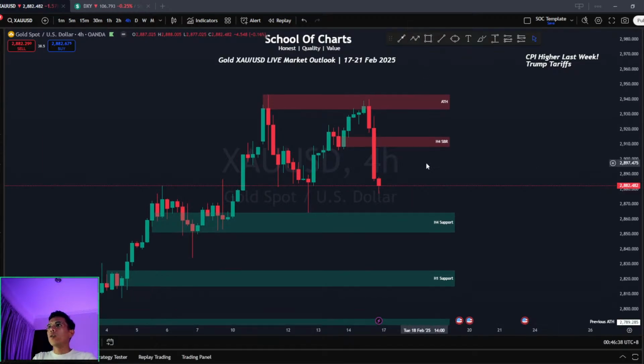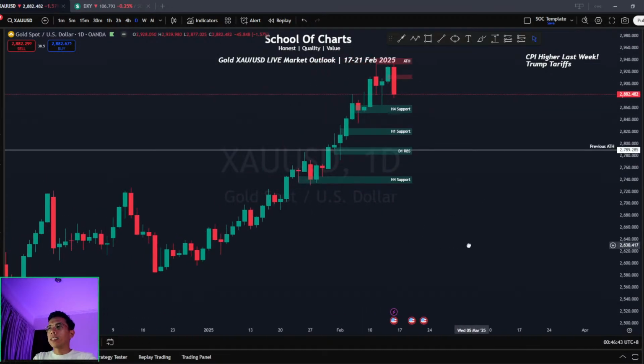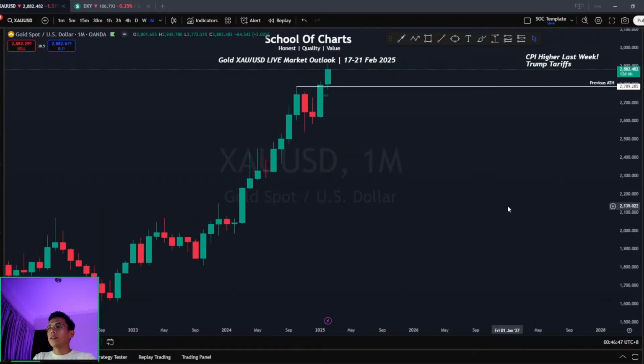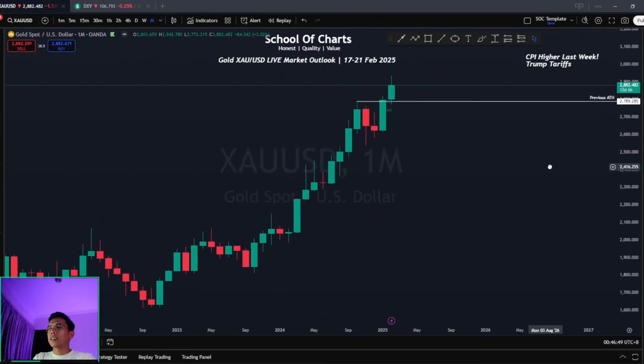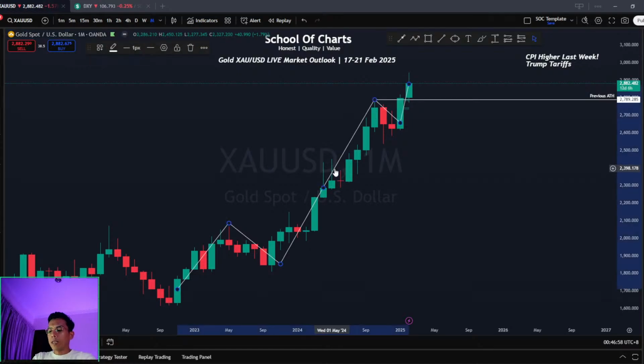But why is gold dumping here? You have to also read the technicals better. Let's look at it here. Let's go to the monthly chart first. There is not much to talk about on the monthly chart, except gold is still looking strongly bullish, clearly bullish, and keeping the momentum to the upside.